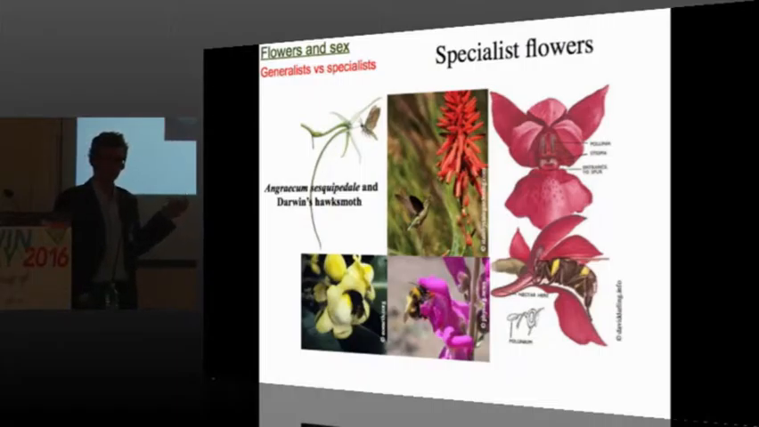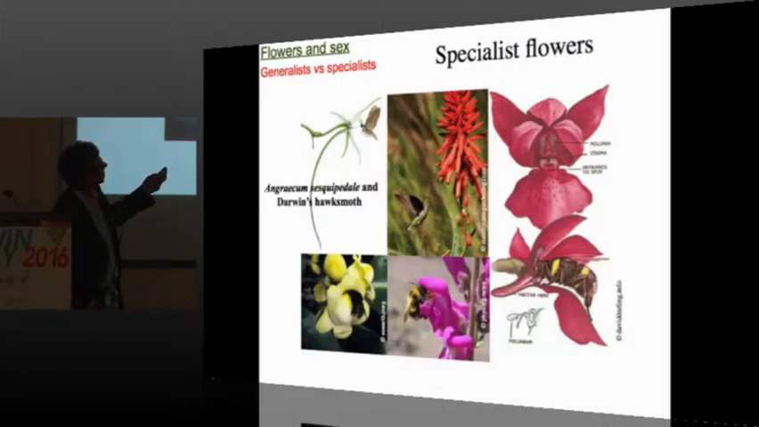They do that by producing tubes. So long tubes that restrict the access to the nectar. So only specific pollinators, like here the hummingbird, the colibri, can move to the nectar. Or it can also be by spurs. So a long spur can only give access to a specific pollinator with a longer tongue.